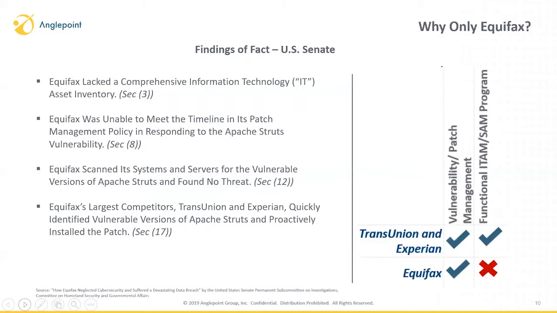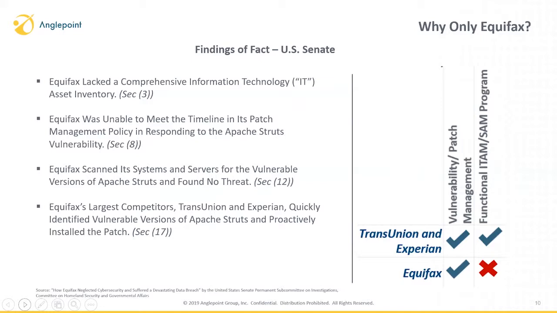We'll talk about why only Equifax. The United States Senate's Committee on Homeland Security and Governmental Affairs released a report in March of this year regarding the Equifax breach. If you're interested in the details of this breach, it actually is quite a good place to get an overview of what happened. So the report contains 18 findings of fact, and I've highlighted 4 of those that relate to our topic today about IT asset management and security.